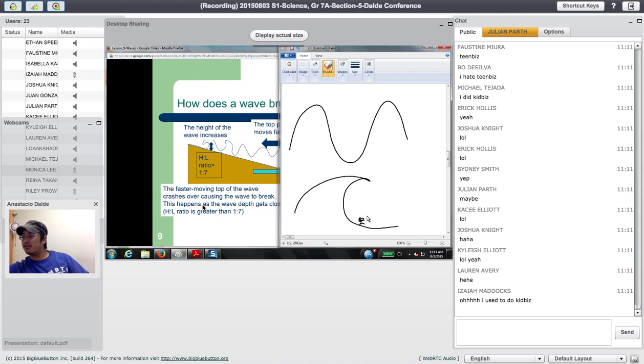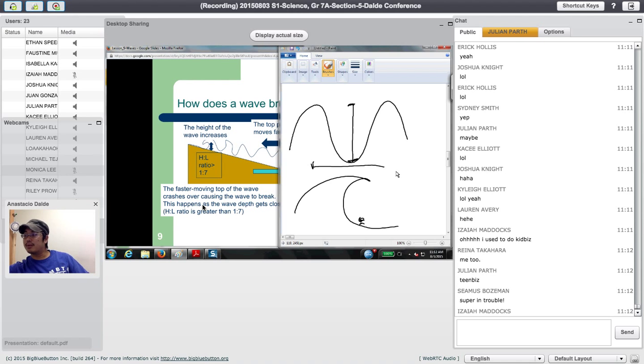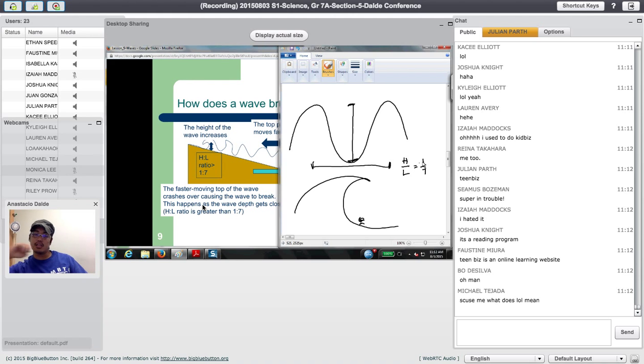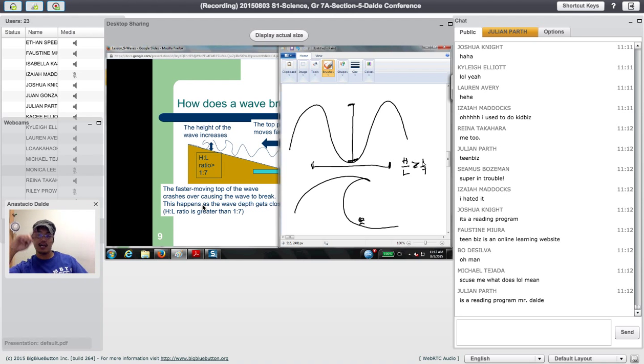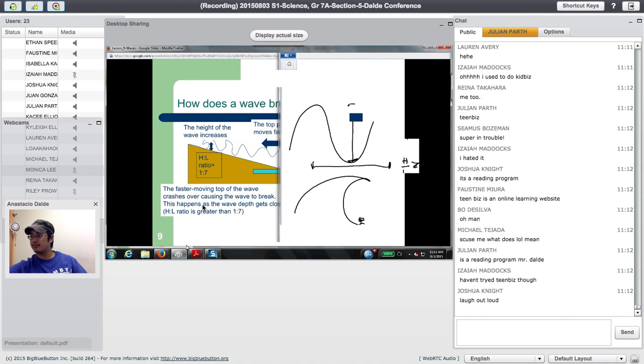So when the height of your wave divided by the length of the wave is bigger than 1/7, then your wave will break. This is a thing we're defining. And I bet you didn't know this even if you're into surfing. So I think this is interesting stuff for me to cover with you.